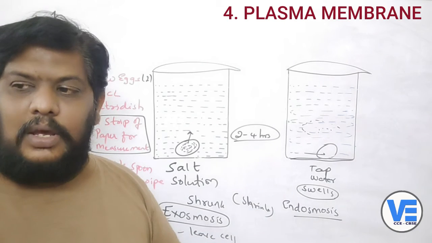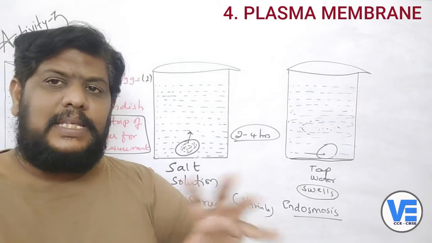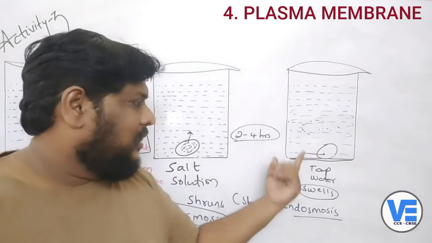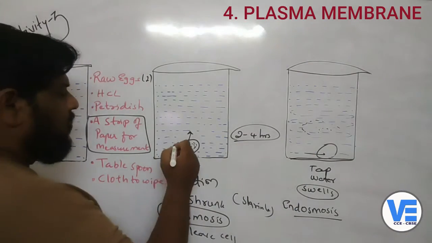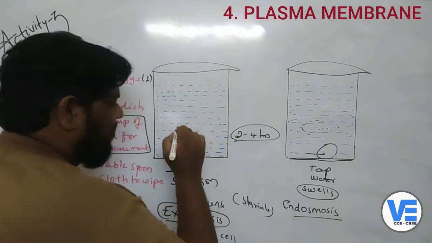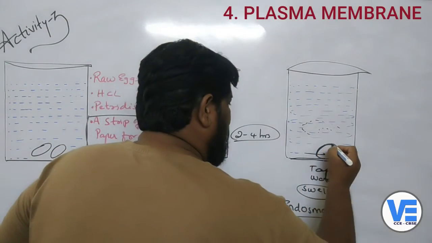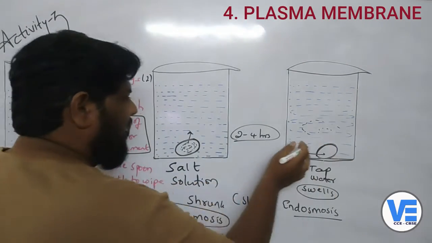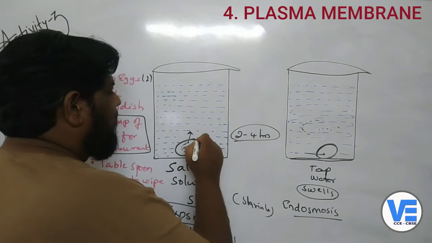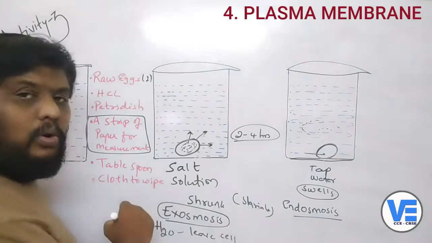Okay, and also now what we are going to see is how we can prepare a semi-permeable membrane. Now we can see here this particular membrane is acting as a semi-permeable membrane. You can see here in these two beakers, we have seen that this is preventing something from coming inside and also letting something go outside.